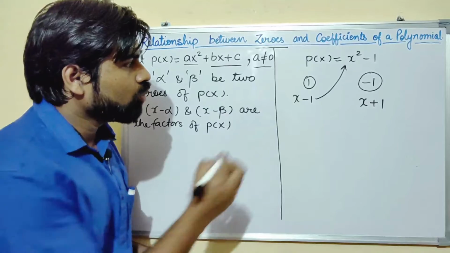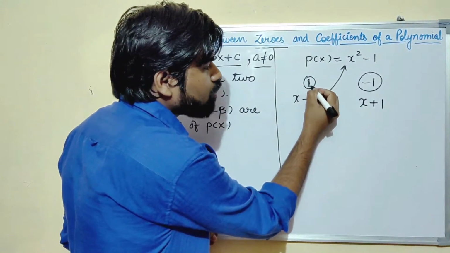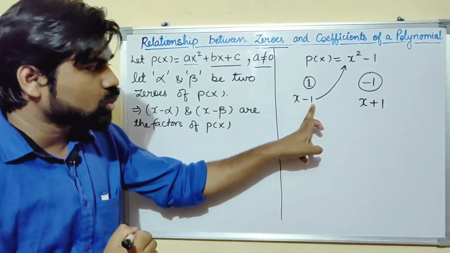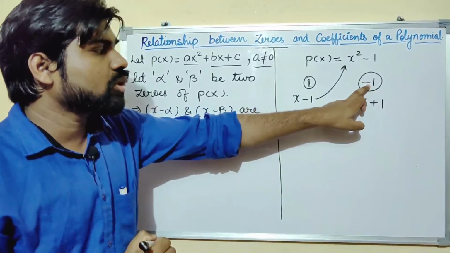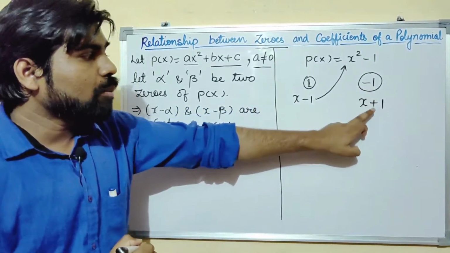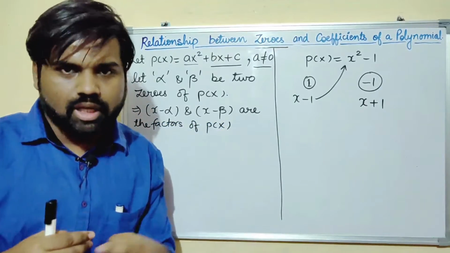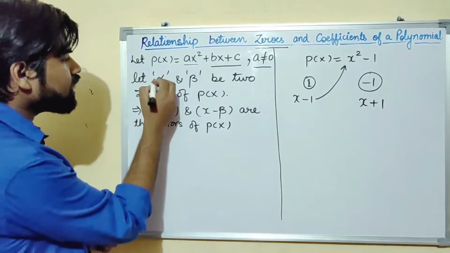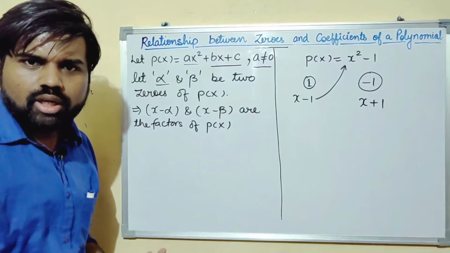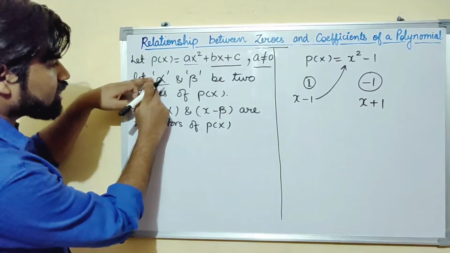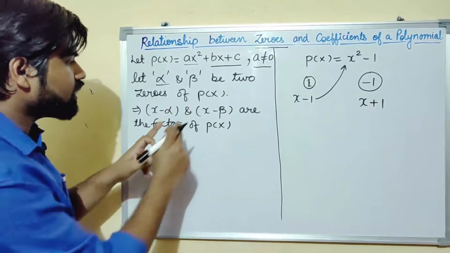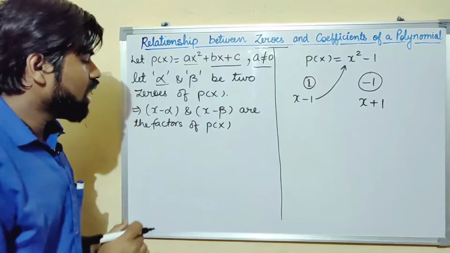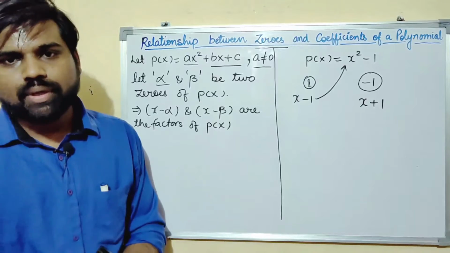So you know the trick now. If the sign of the zero is positive, you take x minus that zero as the factor of the polynomial. If the sign of the zero is negative, you take positive. That means you have to reverse the sign of the zero. Here you can see that alpha is positive only, so we can write x minus alpha. Similarly, beta is positive here, so you can say that x minus alpha and x minus beta are the factors of p(x).